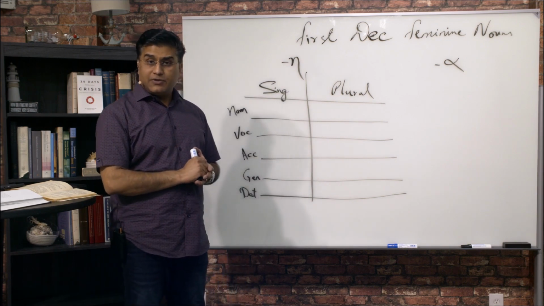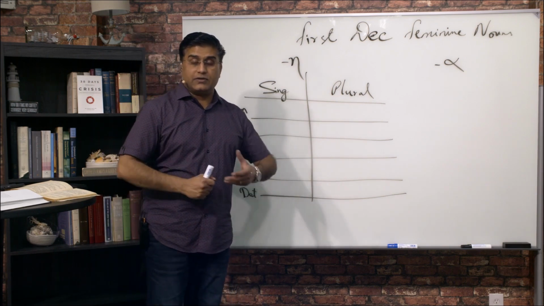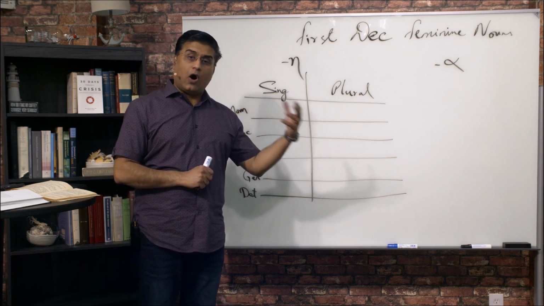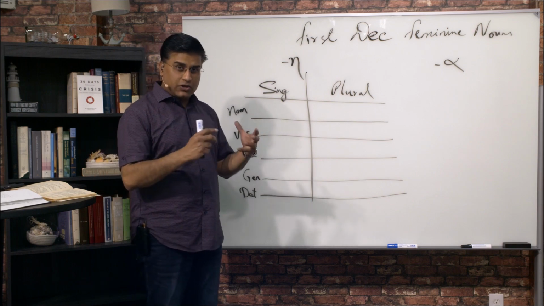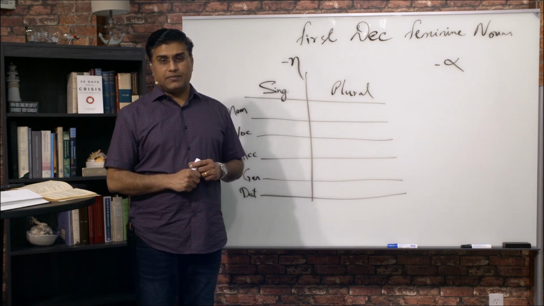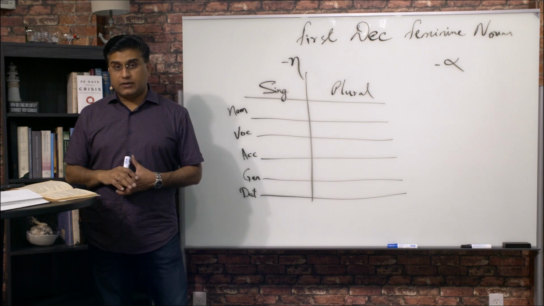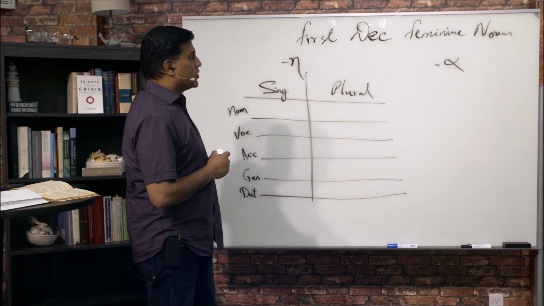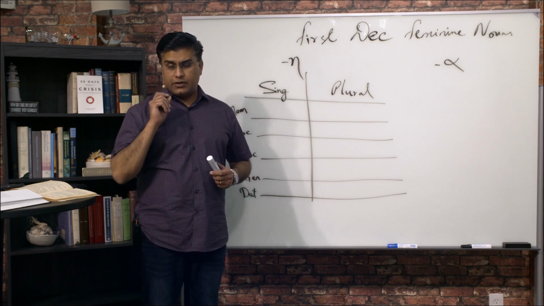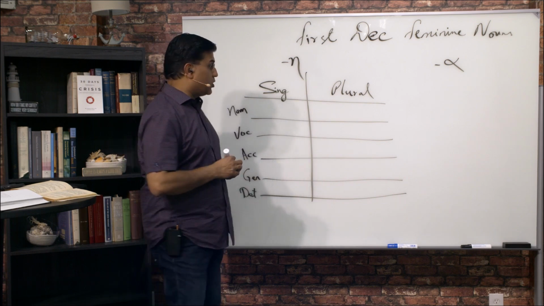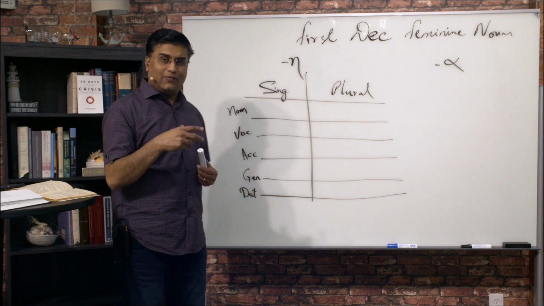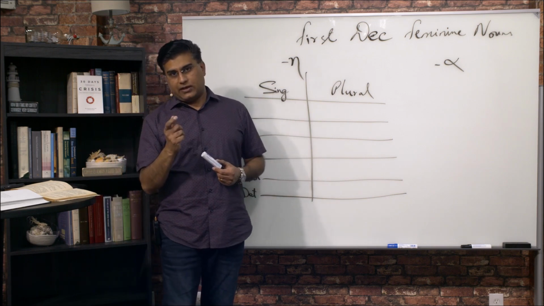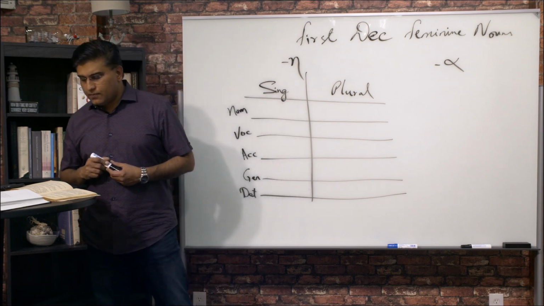Nominative is subject, vocative is address, accusative, object, genitive, of something, possession, and to or for something is the last one, which is dative. So now let's begin by looking at first declension feminine nouns with an eta ending. So let's first write down the endings, and then we're going to focus on putting a word in and translating it. So here we go.